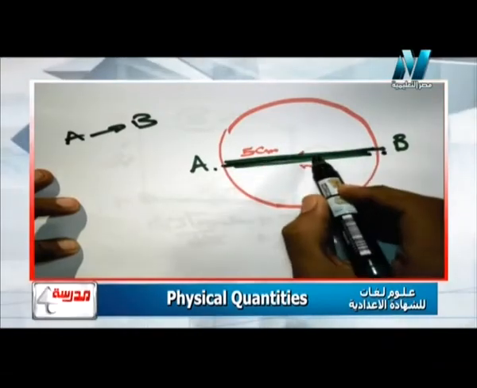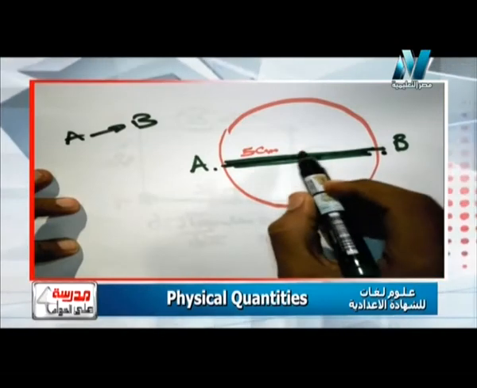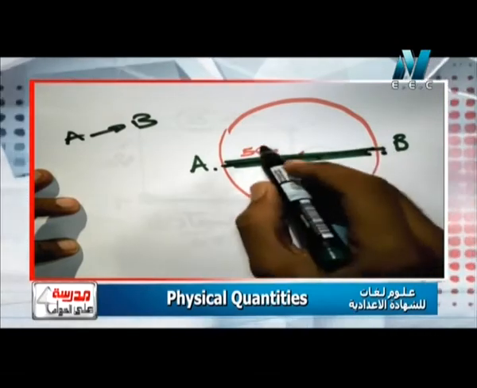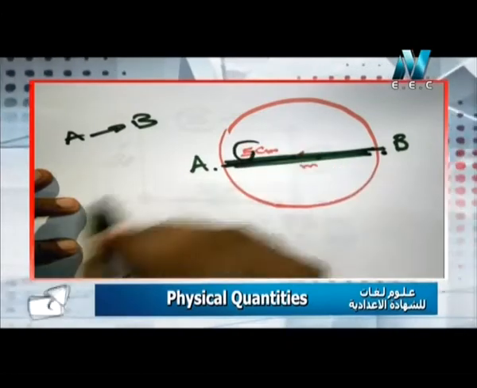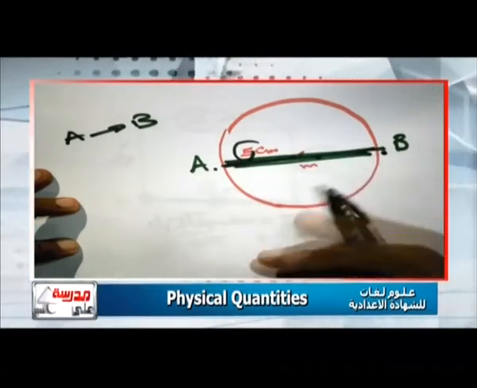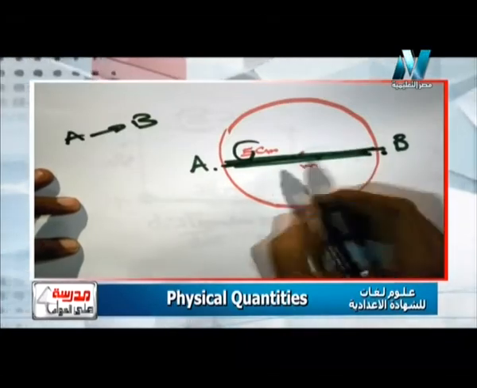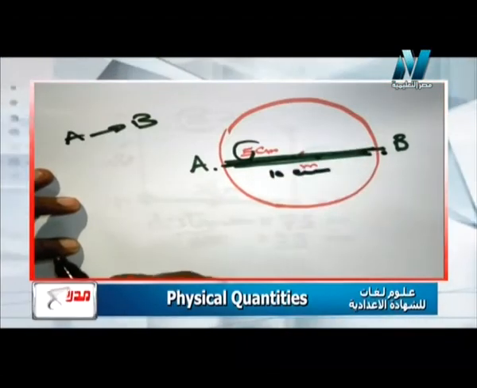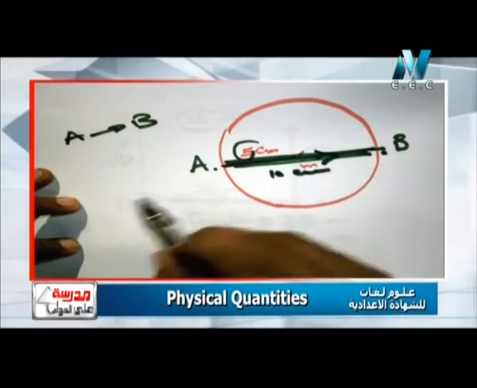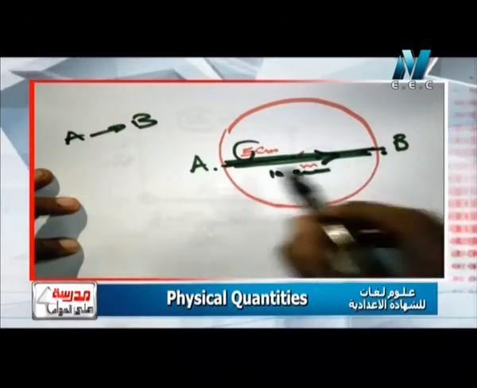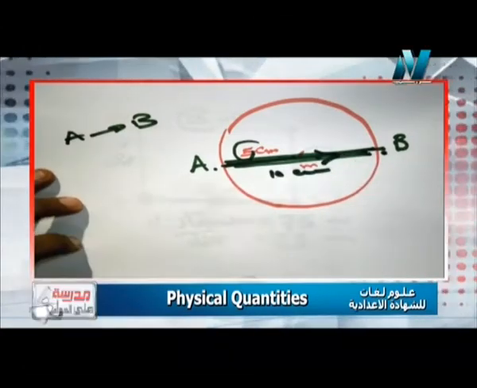This is called the diameter. In some exams the radius is given, so the students will multiply the radius by 2 to calculate the diameter. So it's 10 centimeters. And we will indicate the direction from A to B, in the east or west as in the drawing.